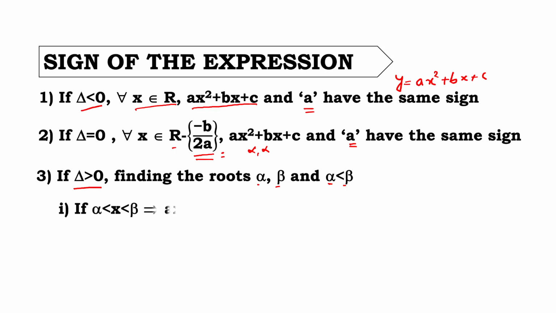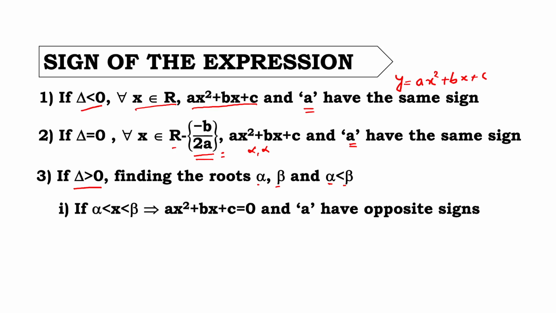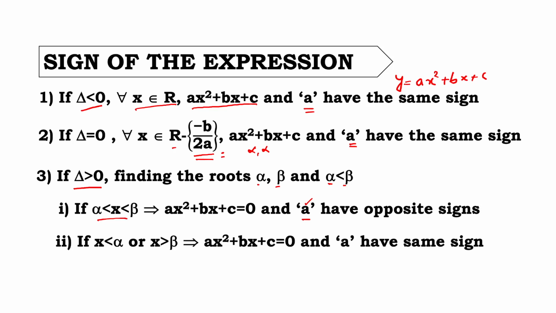In between the roots, meaning between alpha and beta, the quadratic ax square plus bx plus c and a have opposite signs. If a is positive, then ax square plus bx plus c will be negative. This is for between the roots. But when we go beyond the roots, that is, for x greater than beta or less than alpha, then again the sign of ax square plus bx plus c and the sign of the coefficient of x square will be the same. You must remember these cases, very useful while solving questions.